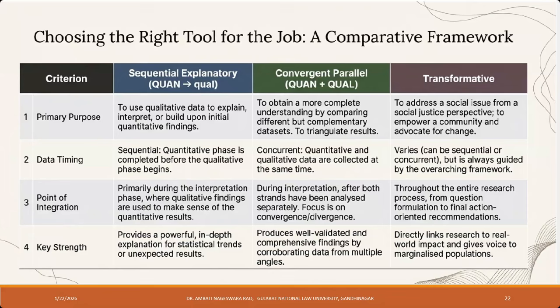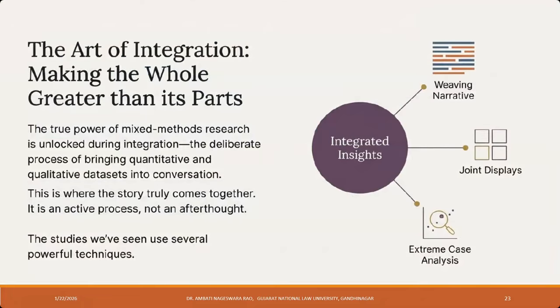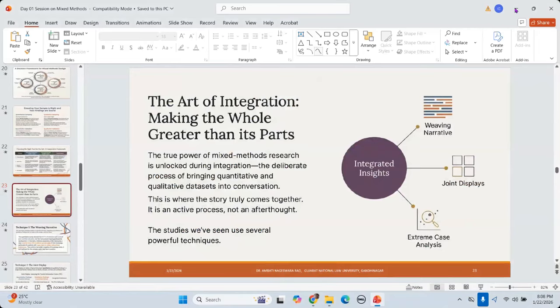Key strength: provides a powerful, in-depth explanation of statistical trends and unexpected results; produces well-validated and comprehensive findings by corroborating data from multiple angles. Last one, directly links research to real-world impact and gives voice to marginalized populations. So I'll talk about the rest of the session on day 5, how we are going to integrate and analyze our findings. Okay.